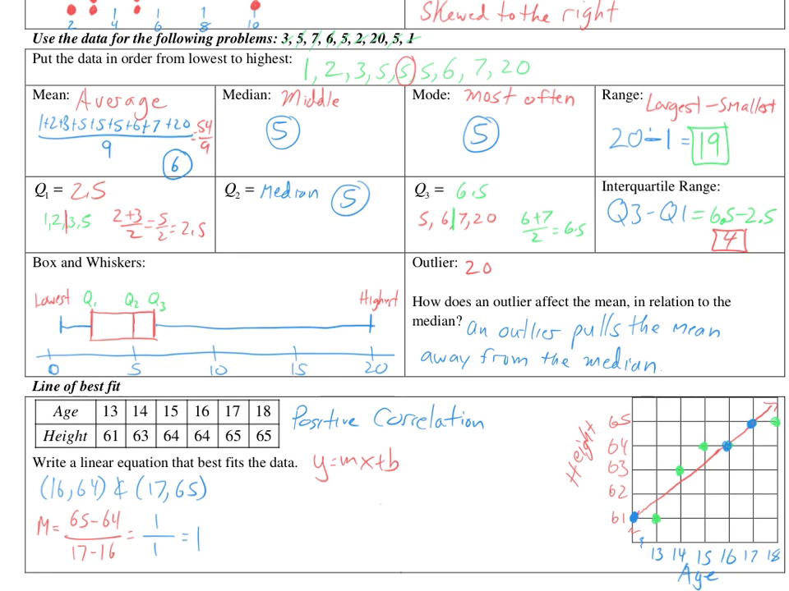How do you find b now? Do you guys remember how to find b? Could I take either of these points? I'm going to take this coordinate. Could I put 64 for y, 1 for m, 16 for x, and solve for b? I took, again, just a reminder, x, y, and m. Put them all together to find b. So 1 times 16 is 16.